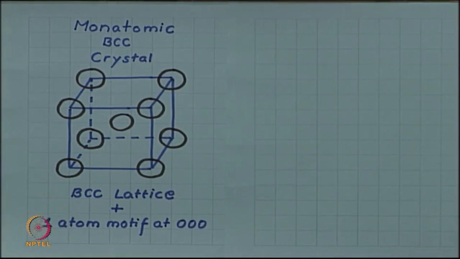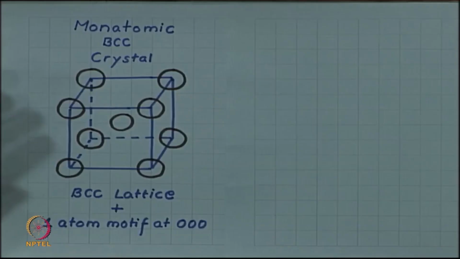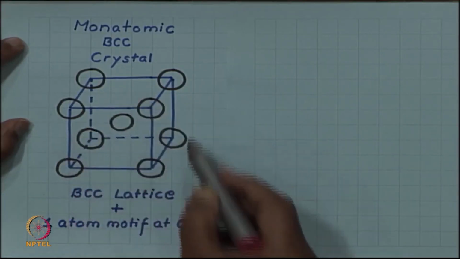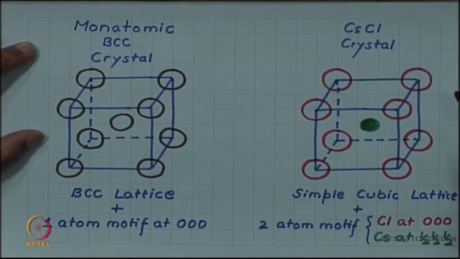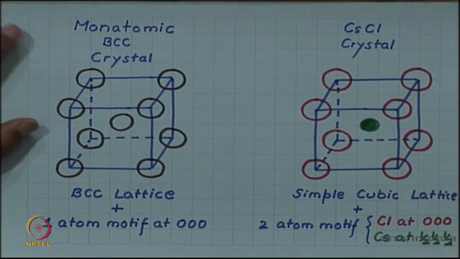So, if we say BCC and mean crystal, we are actually meaning a body centered cubic crystal. Otherwise, BCC should actually stand for BCC lattice, which does not have any atom anyway. It has lattice points at the corner and a lattice point at the center of the cube. But if we are saying BCC crystal, or we are implying crystal by saying BCC, it should actually be a monatomic BCC crystal with one atom sitting at each lattice point.